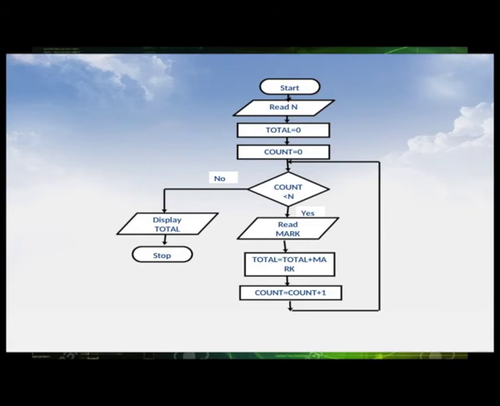So as usual, we read n. Here the purpose of reading n is to find the number of courses for which we want to find the sum. Then we initialize total and count to 0.